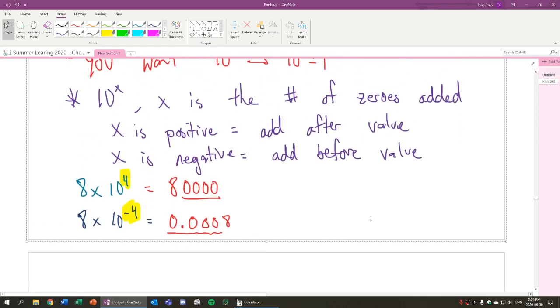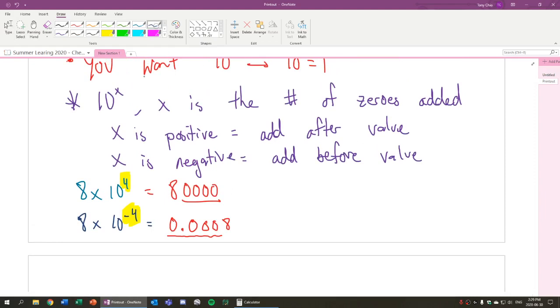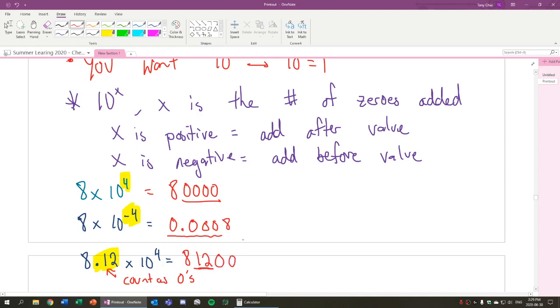But what happens if you have values after the 8, for example? Let's say you have 8.12 times 10 to the 4. How does this work? Well, those 1, 2 right there count as zeros. So what you're going to get is 8, 1, 2. That 1, 2 is already counted as zeros in a sense. So how many more zeros do you have to add? If there was 4, you add 2 more zeros.